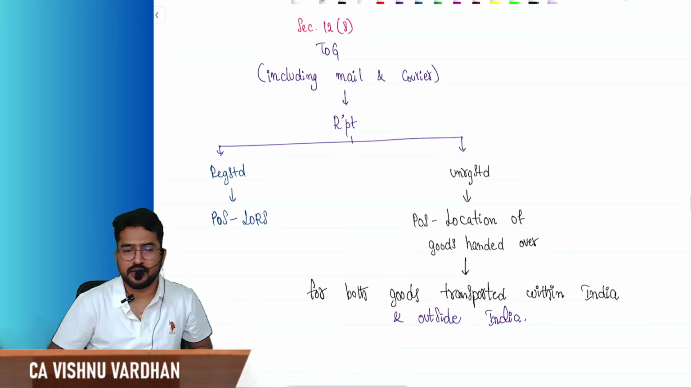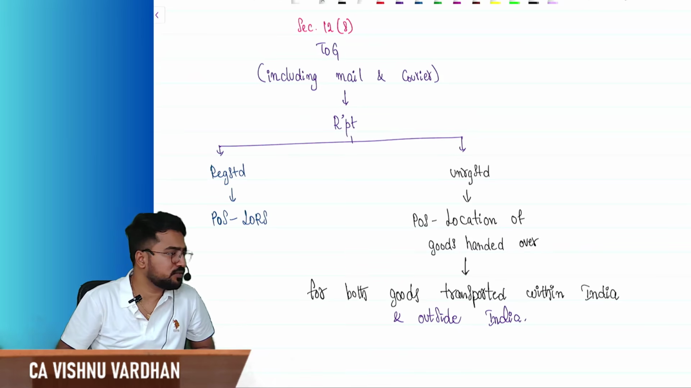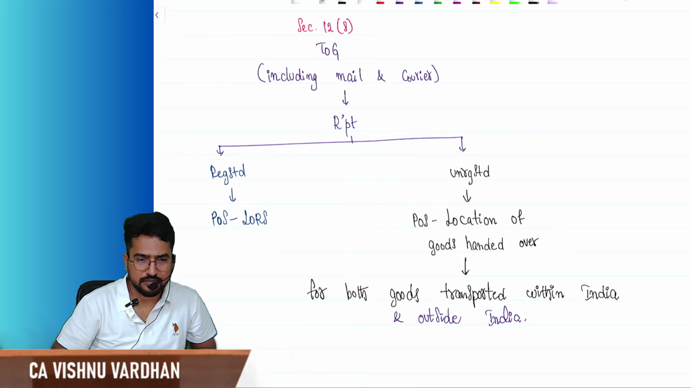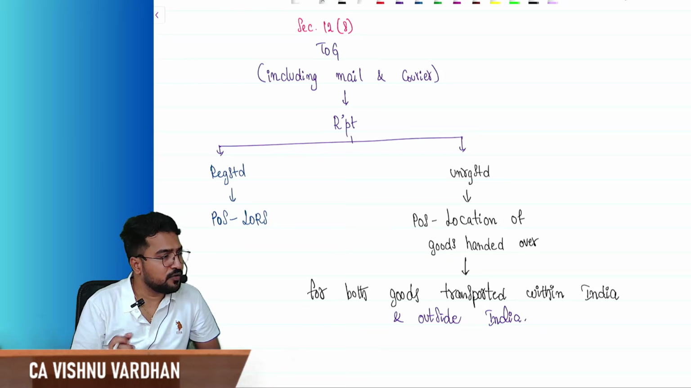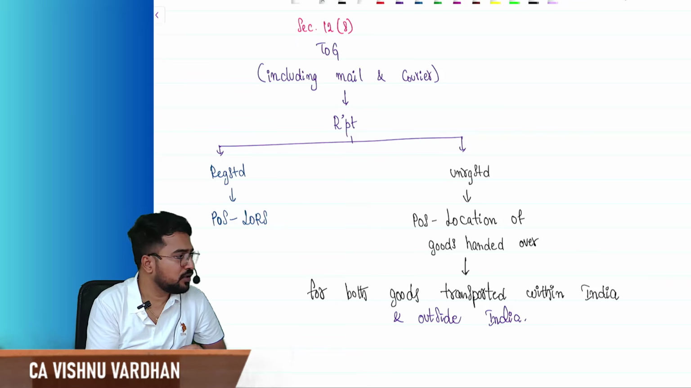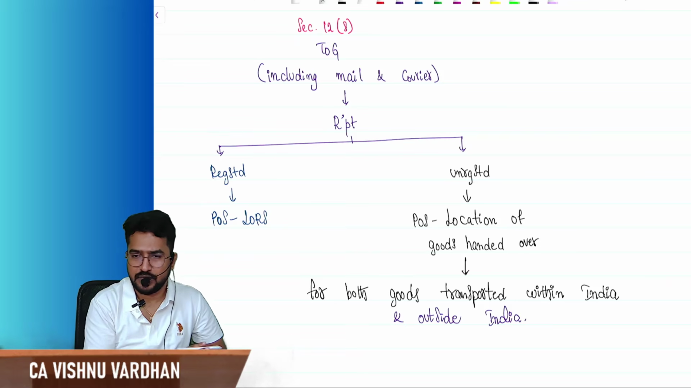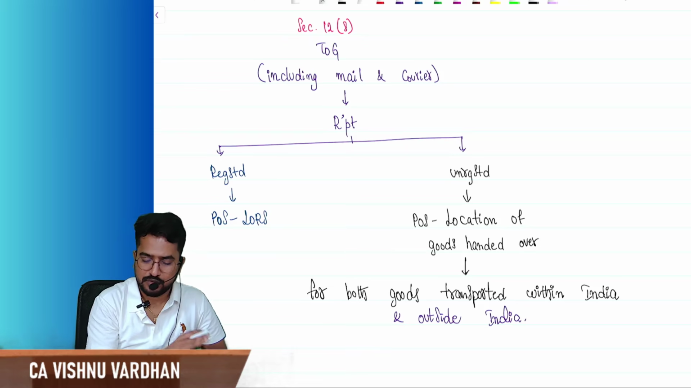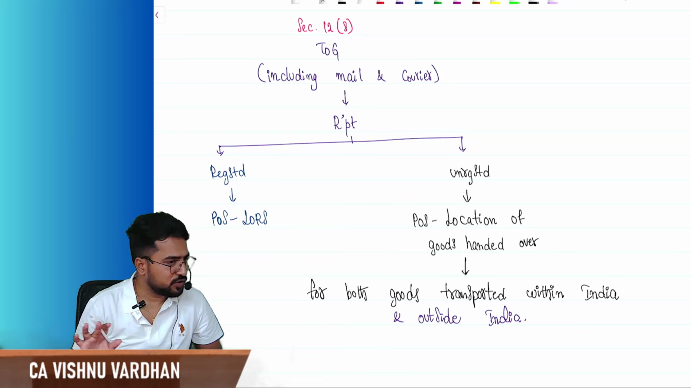This is clear. Transportation of goods. What is the place of supply? If you are registered, your registered address. If unregistered, where the goods are handed over for transportation. Where the goods are handed over for transportation. Clear? So that is the place of supply. So this is clear. So simple one.